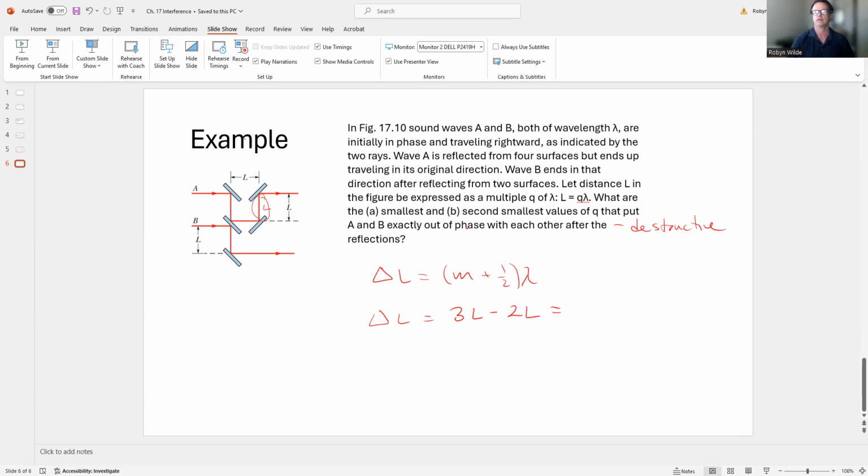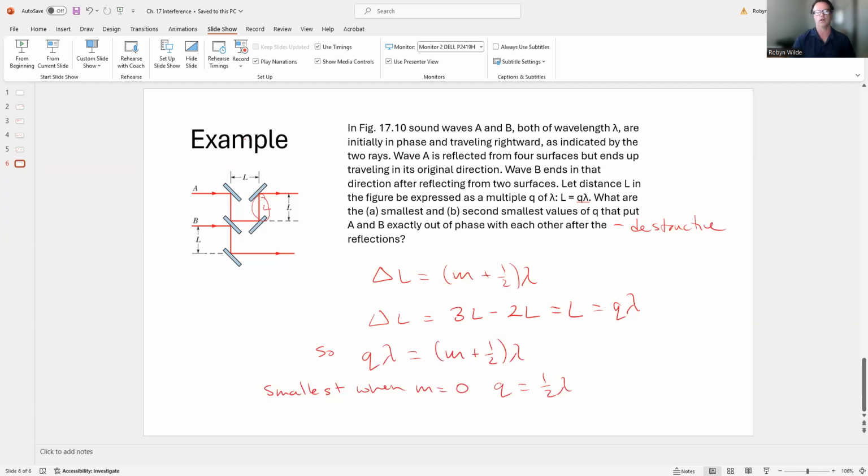So it's equal to L, but we know from the problem that that's equal to Q lambda. So what I get is that Q lambda has to equal M plus 1/2 lambda if I'm going to get destructive interference, if I'm going to be out of phase. Now, the smallest value of Q would occur when M is equal to 0. And so if M is 0, the lambdas cancel, and Q is equal to just 1/2. So L would be half the wavelength.